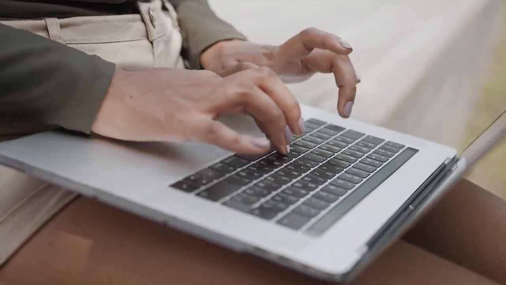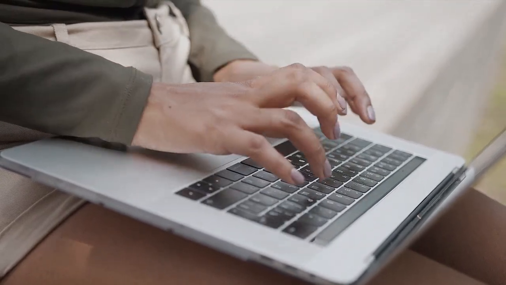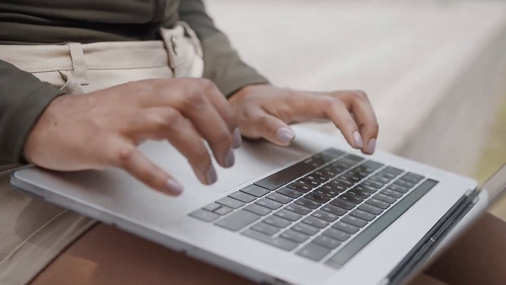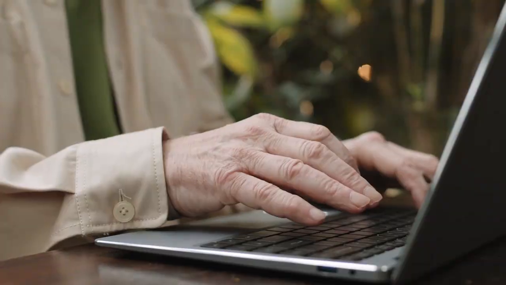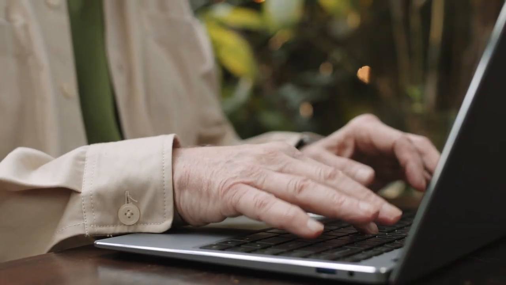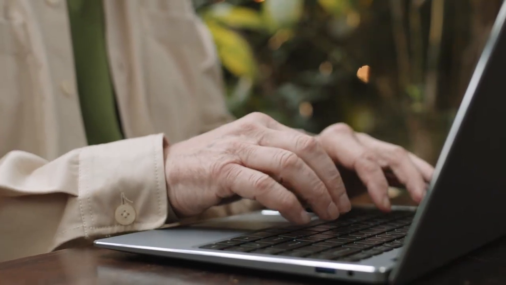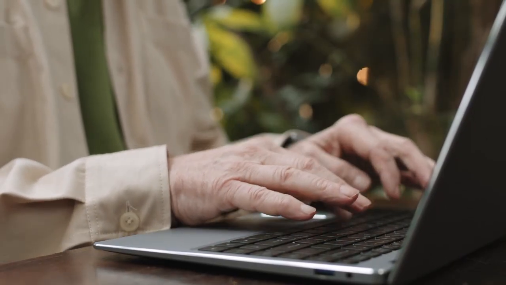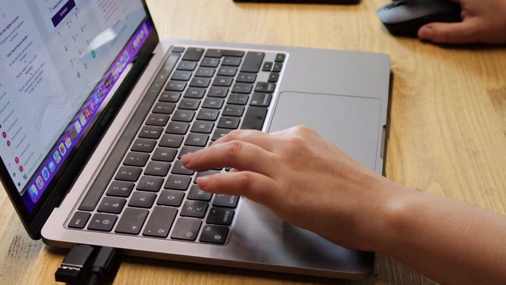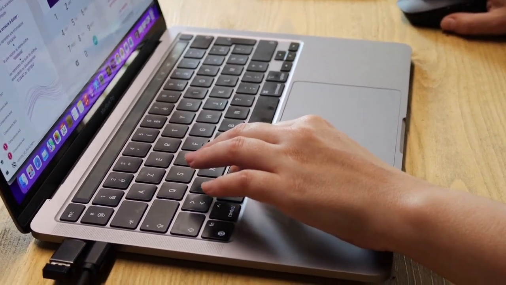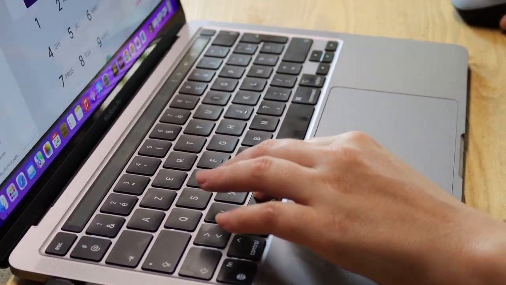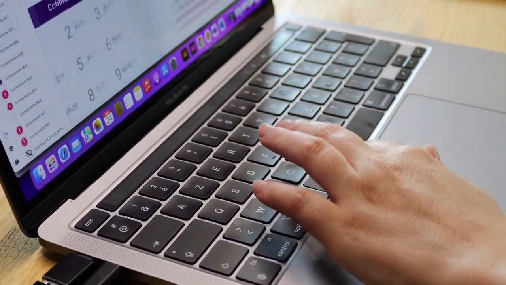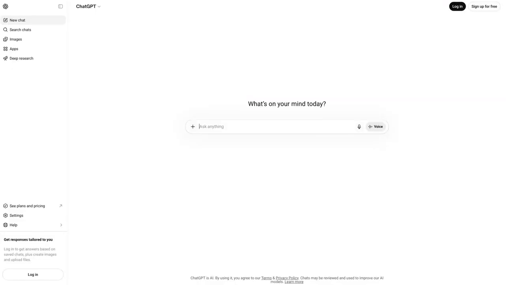To get started, you'll need to sign up for a ChatGPT account and familiarize yourself with the interface. Once you're logged in, you can start by asking ChatGPT to generate a business plan outline for your specific business idea. For example, you can ask ChatGPT to create a plan for a new e-commerce store or a consulting service. ChatGPT will provide you with a basic outline that you can then customize and expand upon.